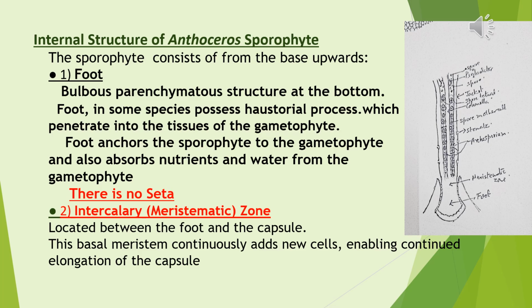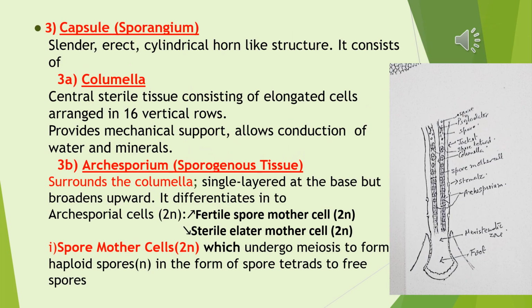This basal meristem continuously adds new cells to the sporophyte, enabling the continuous elongation of the capsule. Next is the capsule. It is above the meristematic zone, as we discussed earlier. Capsule or sporangium. Why? Because the capsule is the structure which produces spores.